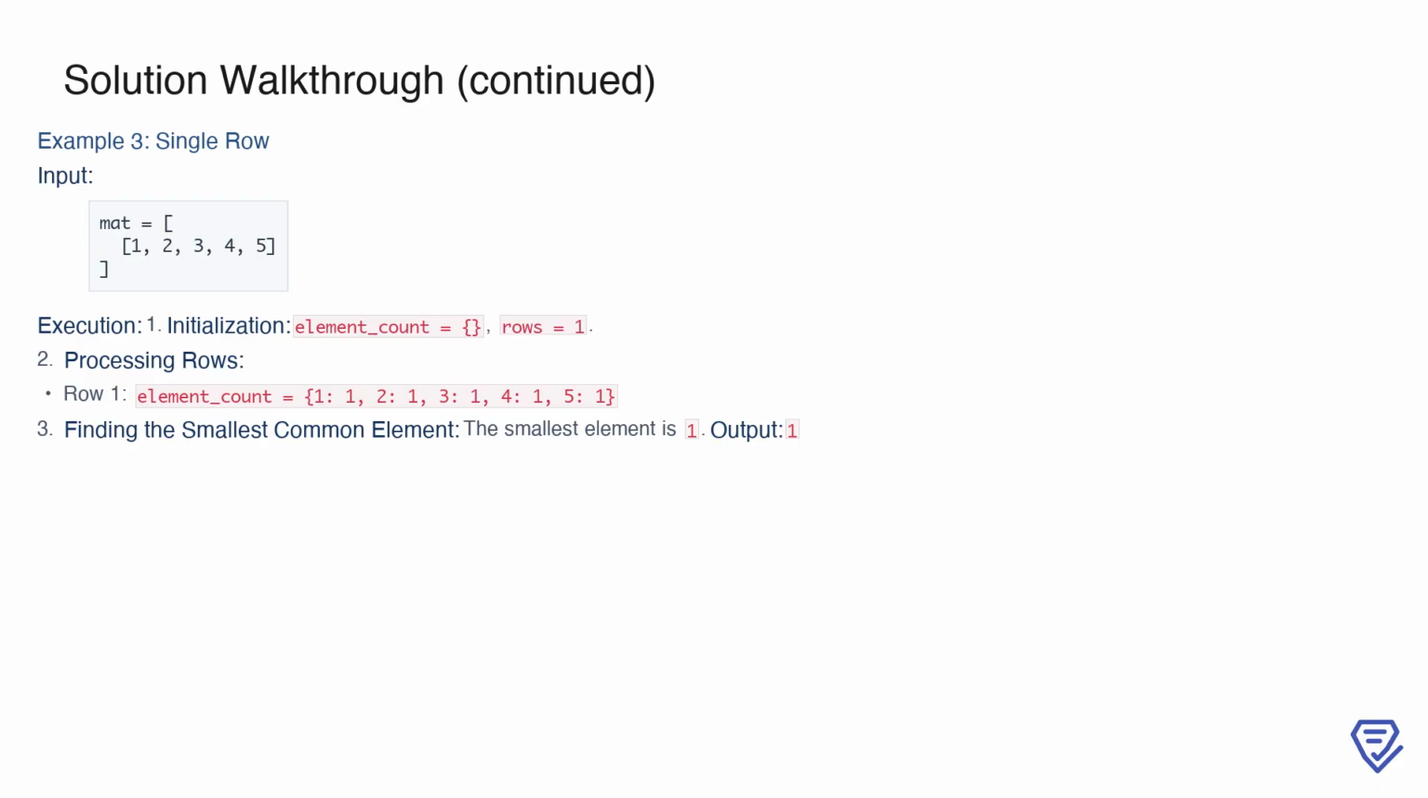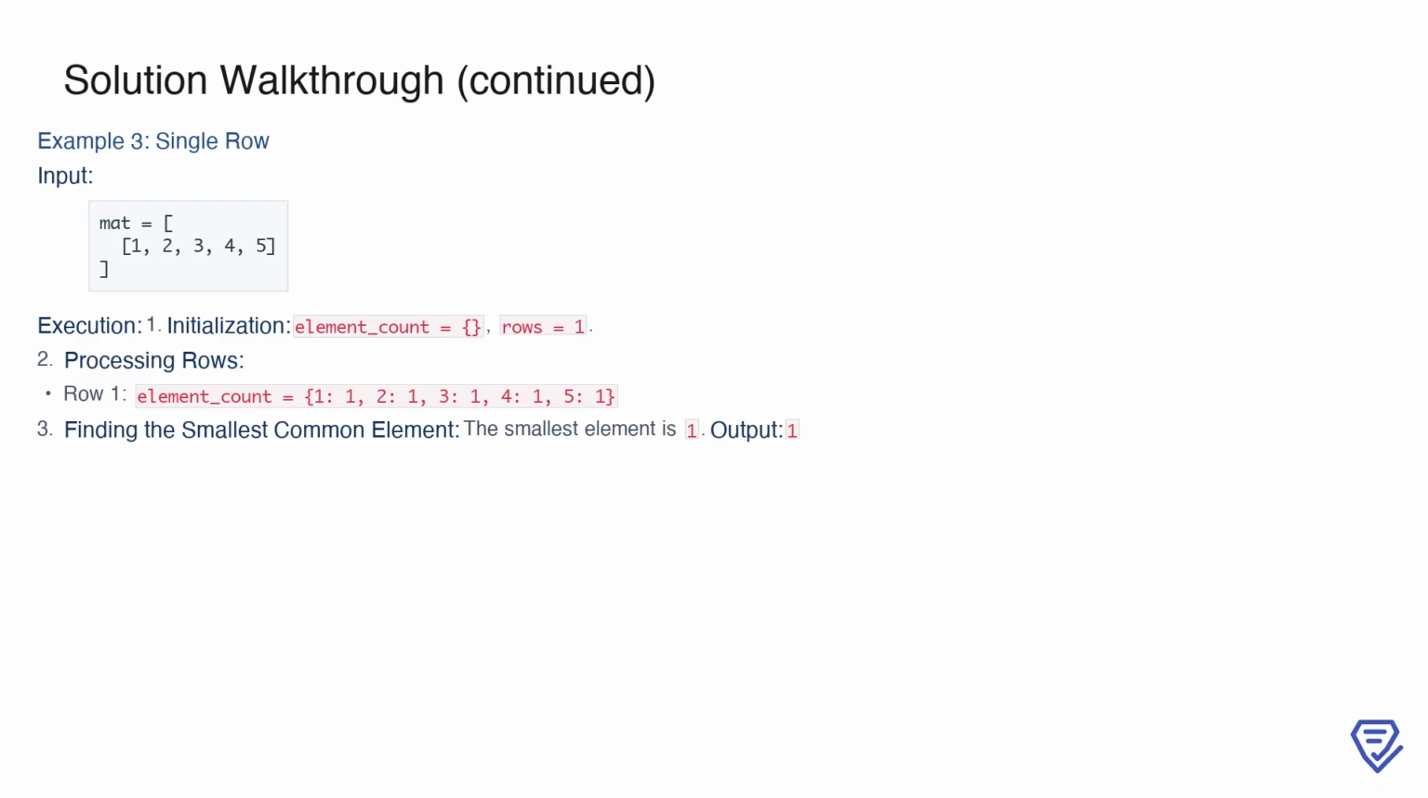Each element is added to the dictionary with a count of 1. Since there is only one row, every element in this row is considered common, and the smallest element is simply the first element in the row. Therefore, the output is 1. This example highlights that when there is only a single row, the solution reduces to returning the smallest element of that row, as there are no other rows to compare with.